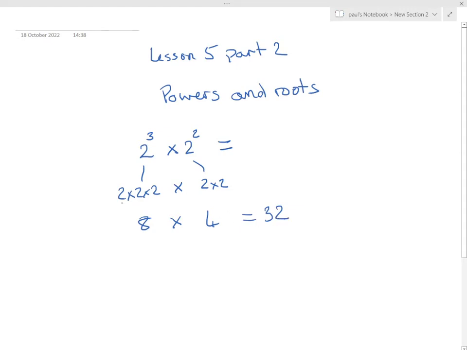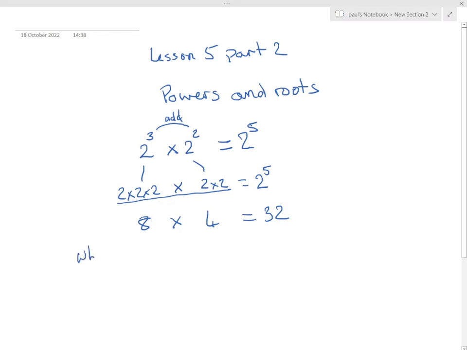Now, if we look at this line here, we've got 2, 2, 2, 2, 2. We've got 5 of them. So 5 of them will be 2 to the 5. So 2 to the 3 times 2 to the 2 is 2 to the 5. Now, how can we do that without all of this stuff? Because we might not have numbers, we might have algebra. What we do is we add the power numbers. We add the indices, yeah?